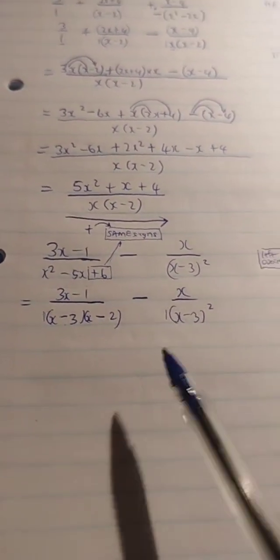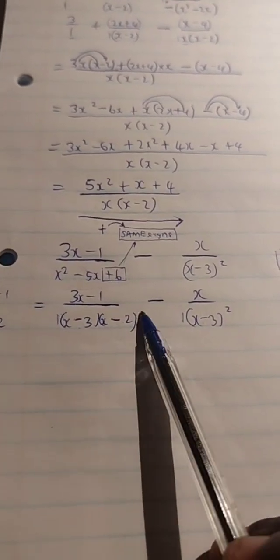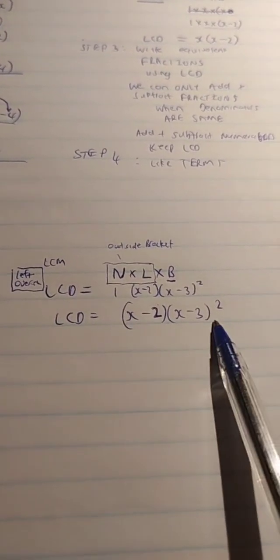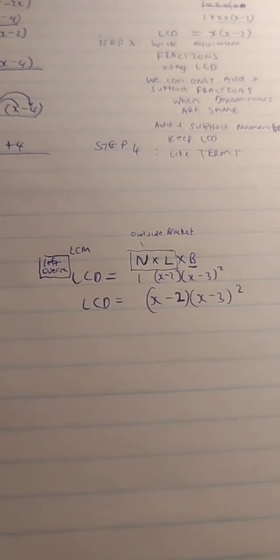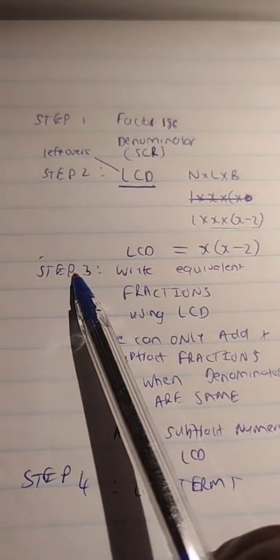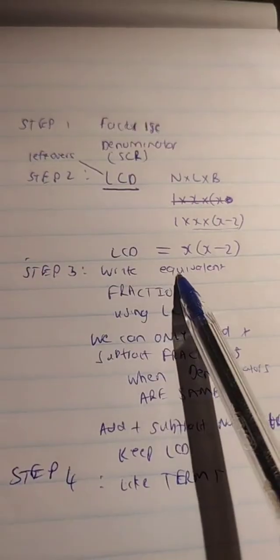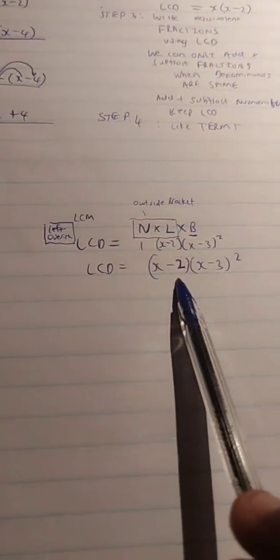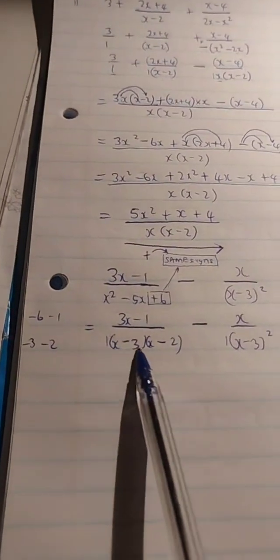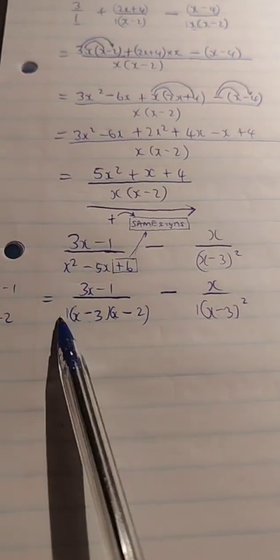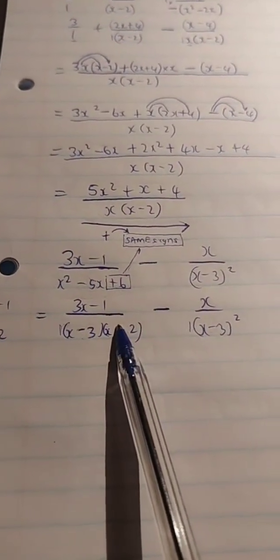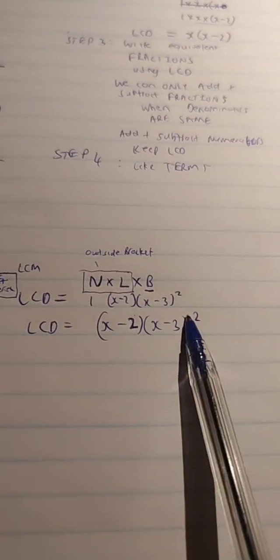We check if there's no other x minus 2, but this x minus 2 is unique. It is the only one. We include it as part of our LCD. This is my lowest common denominator. What is the next step? Step number 3. I am going to write equivalent fractions using the LCD. This simply means I'm going to look at this denominator and check who is missing, because I want this denominator to become like the LCD.